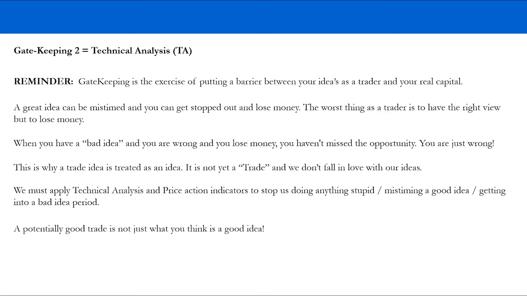And technical analysis is part of the gatekeeping process. Retail traders often get this very wrong and think that technical analysis is a tool for generating ideas. It's not. It's part of a timing mechanism in order to time your fundamental ideas better.